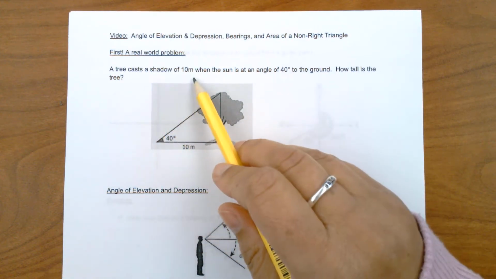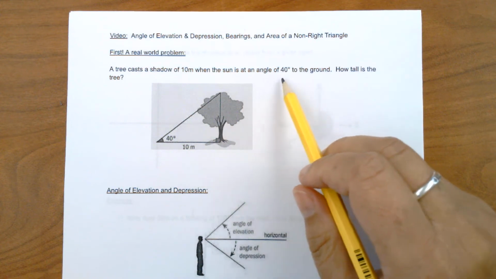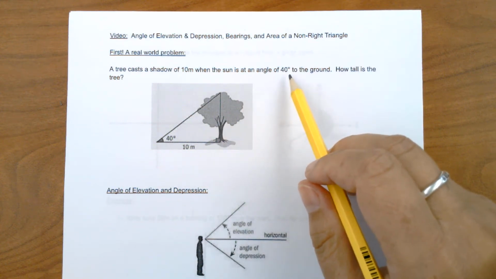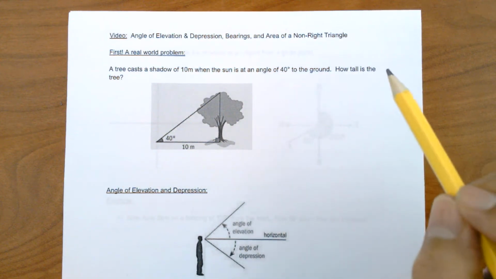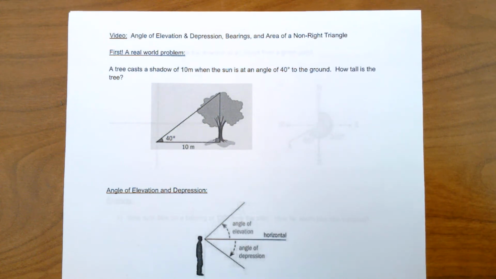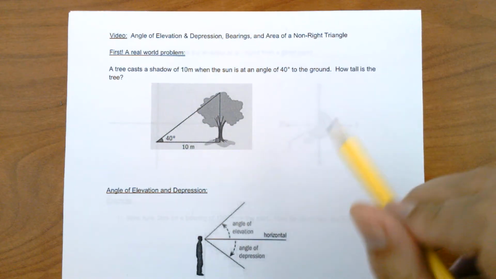A tree casts a shadow of 10 meters when the sun is at an angle of 40 degrees to the ground. How tall is the tree? I was getting trees actually cut down, and I was like, ooh, I should do a problem with trees. So this is very relevant to what I experienced this past weekend.